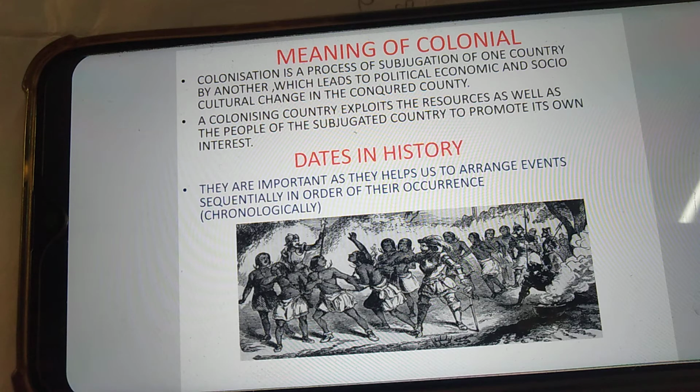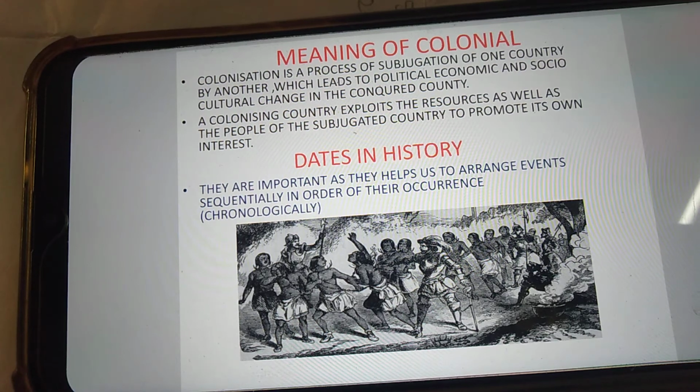Dates in history. They are important as they help us to arrange events subsequently in order of their occurrence, chronologically. Here is the picture of British rule.